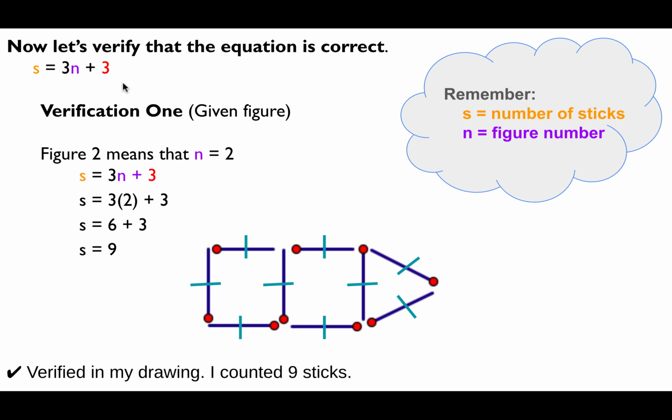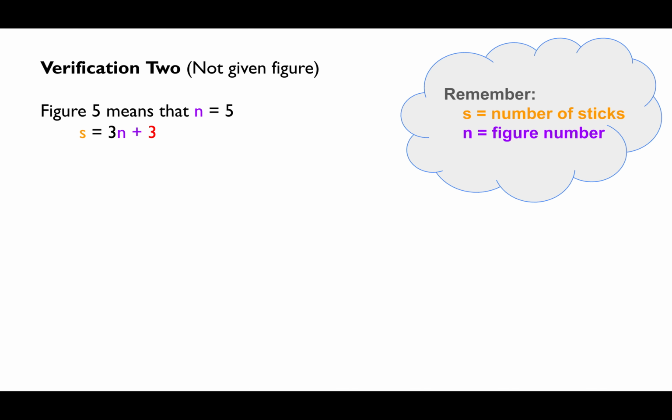But now we need to do a second verification. And for our second verification, it's one that was not given. In other words, I can't do figure 1, 2, or 3. So let's do figure number 5. That means it's n equals 5. So our equation is S equals 3n plus 3. Again, S is the number of sticks, the total number of sticks, and n is the figure number. Since the figure number that we're using this time is 5, we'll replace the n with 5. So the product of 3 and 5 is 15, and the sum of 15 and 3 is 18.